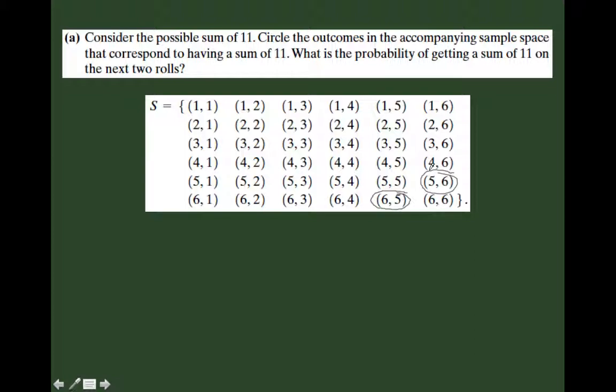The 6 and a 5 would be 11. 6 and 5 is 11, and 5 plus 6 is 11. So there are two ways to roll 11.